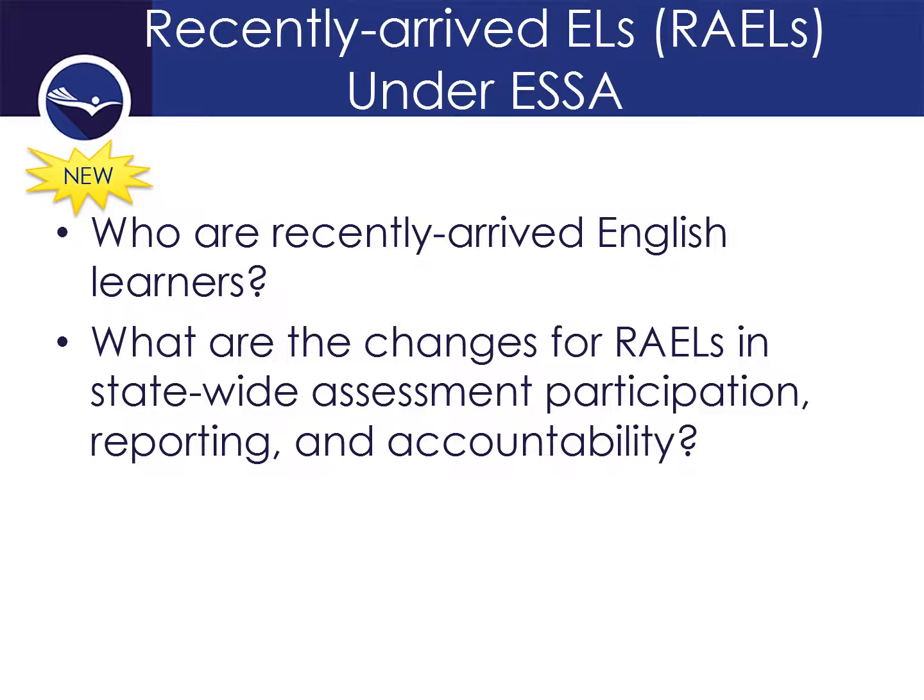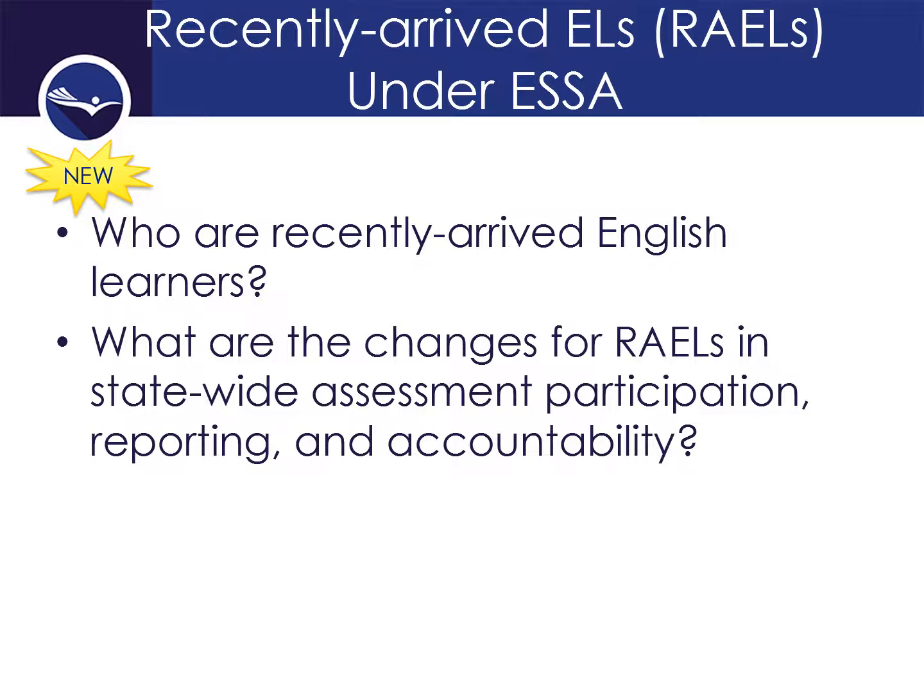Recently arrived English learners, or RAELs, are students who have been enrolled in a school in one of the 50 states or the District of Columbia for less than 12 months. Under ESSA, the state must assess and report the performance of recently arrived English learners on the English Language Arts and Mathematics assessments in each year of the student's enrollment.